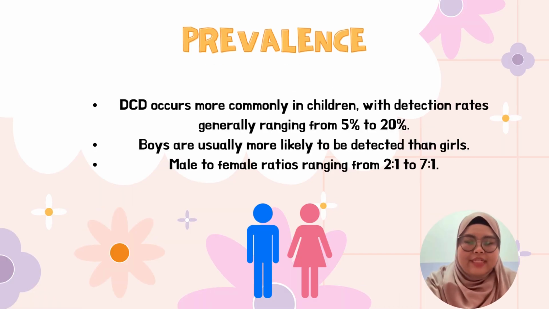The prevalence of DCD: it occurs commonly in children, with detection rates generally ranging from 5% to 20%, and findings indicate that boys are usually more likely to be detected than girls, with male to female ratios ranging from 2 to 1 to 7 to 1. As a limiting condition, DCD seriously affects children's daily lives.